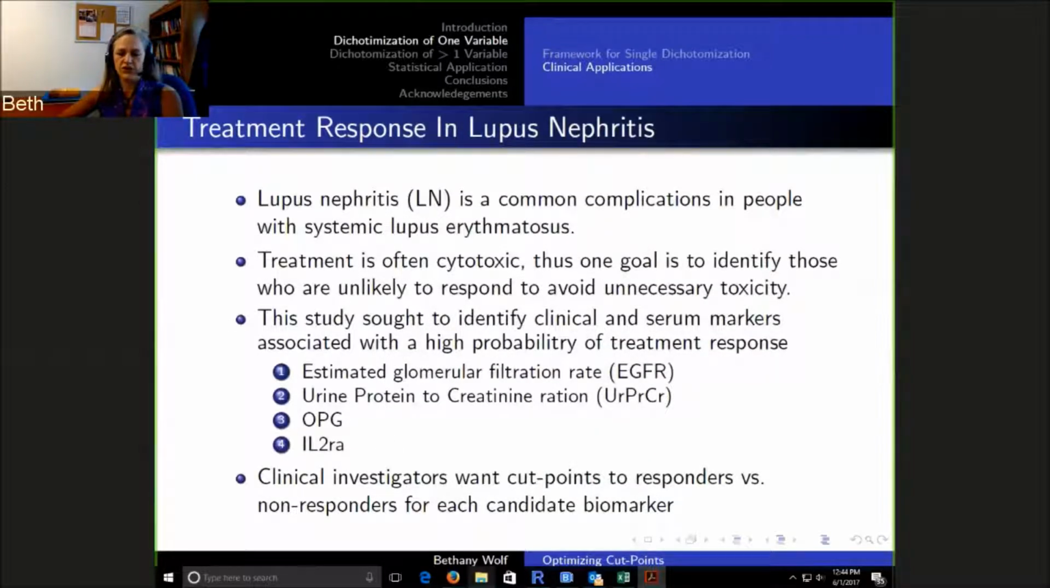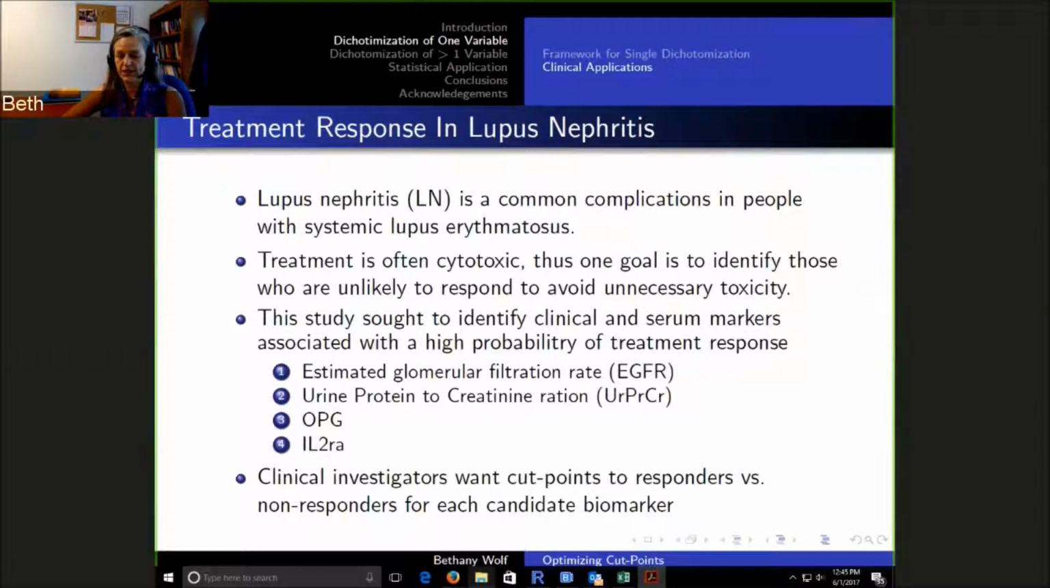Now, in another application, we were looking at trying to predict treatment response in patients with lupus nephritis. People with systemic lupus erythematosus often develop lupus nephritis, and the problem is when you start to treat lupus nephritis, a lot of the treatments that they use are cytotoxic. And so you'd like to be able to identify those patients that are responding well to treatment and those that aren't. Basically, if somebody's not responding well to treatment, you'd like to be able to switch to something else to avoid unnecessary toxicity. And so you need to be able to distinguish between responders and non-responders.